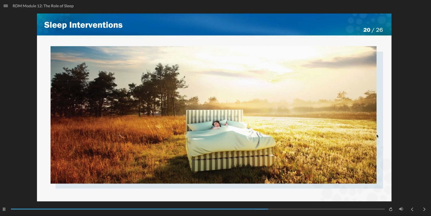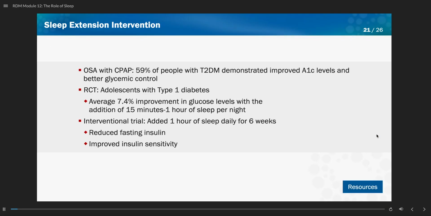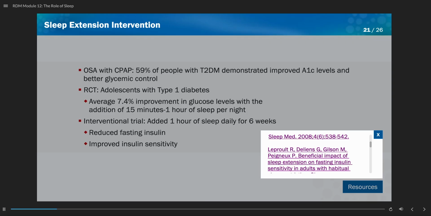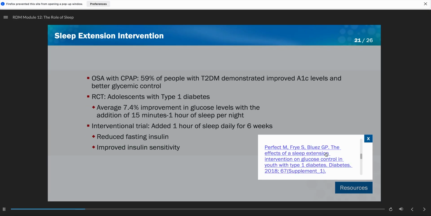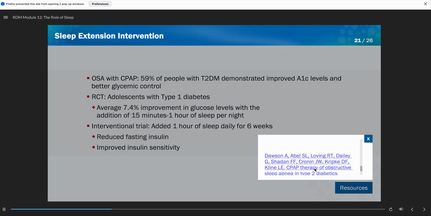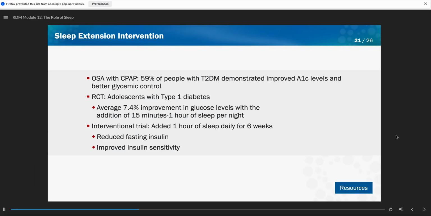So let's take a look at some trials and some research where they have intervened with sleep to try and improve glycemic control and hemoglobin A1C levels. So as we look at a few studies where they've utilized sleep interventions, we can see that in patients with obstructive sleep apnea utilizing CPAP, 59% of the people with type 2 diabetes demonstrated improved A1C levels and better glycemic control with an improved sleep pattern.